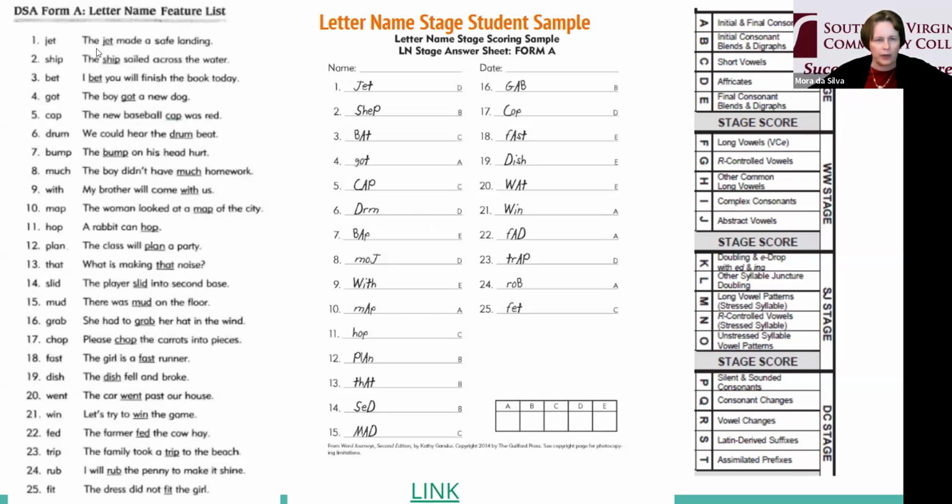You read at a normal pace like this: jet. The jet made a safe landing. Jet. Okay? Ship. The ship sailed across the water. Ship. You're not a teacher at this point. You have your diagnostic hat on, so you don't want to help them. You just ask them to do the best they can.